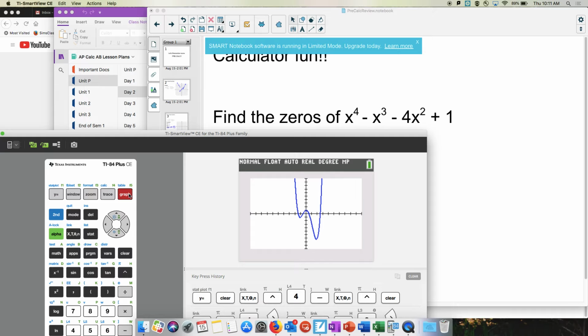Okay, so do you remember when I said put it in function mode? It was not in function mode.